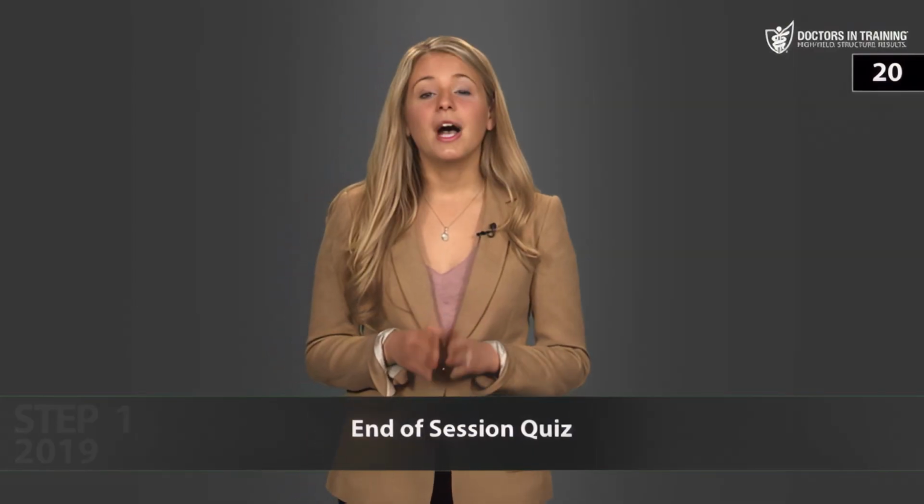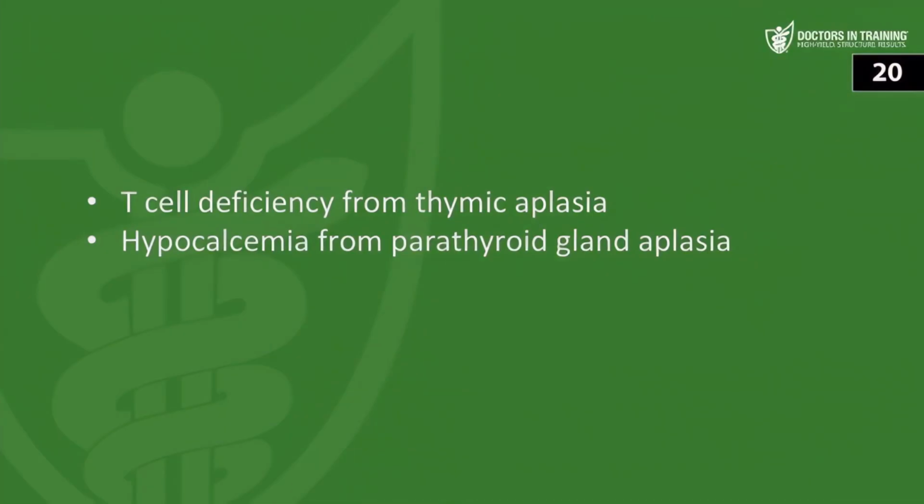Last question. A young child presents with tetany from hypocalcemia and candidiasis resulting from immunosuppression. What cell type is deficient in this patient? This is DiGeorge syndrome, which is a T-cell deficiency from thymic aplasia. And then you get the hypocalcemia, which is due to the parathyroid gland aplasia.